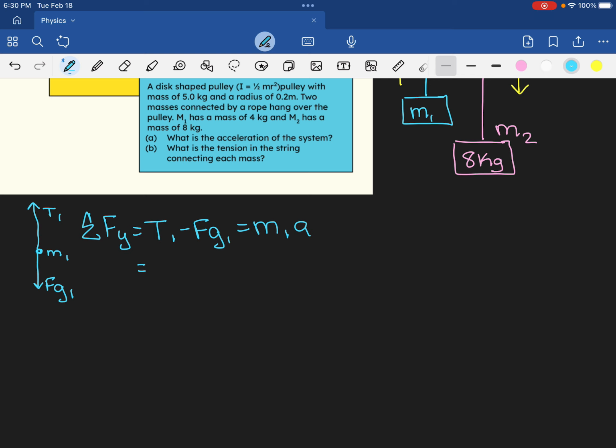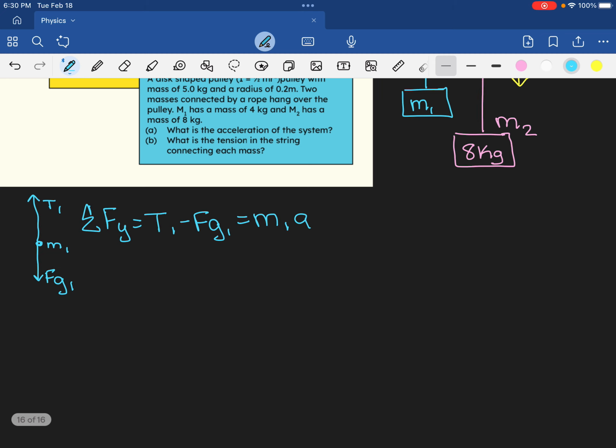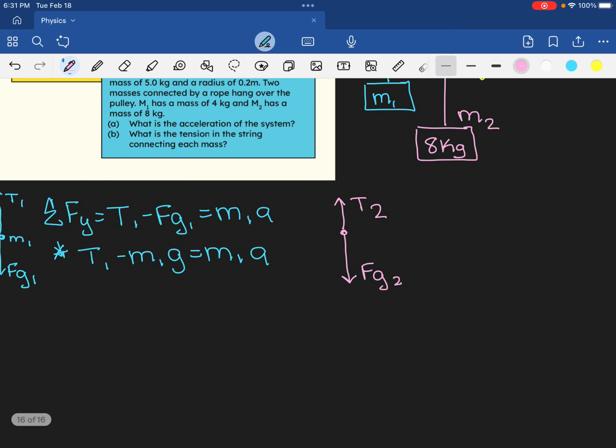I'm going to rearrange this. I'm going to break apart my Fg, so this is going to be T1 minus M1G, and this is going to equal M1A. So this is my first equation. I'm going to do the exact same thing with mass 2. Now downwards is positive, so Fg2 is going to be bigger than my T2. And again, T1 and T2, because the pulley has angular acceleration, are not equal.